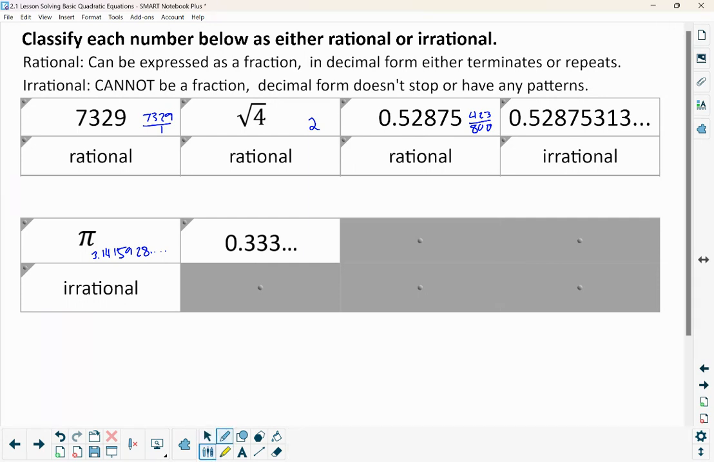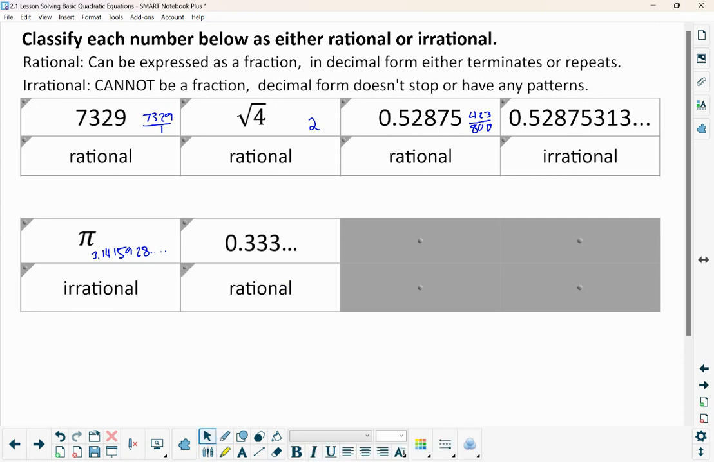0.333. This is definitely a rational number. You probably recognize that as the fraction 1/3.